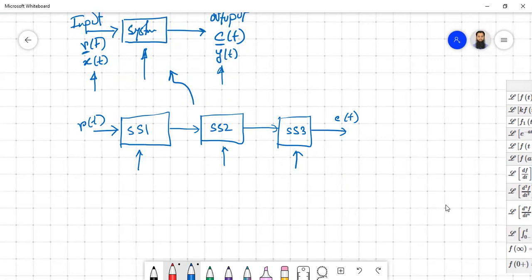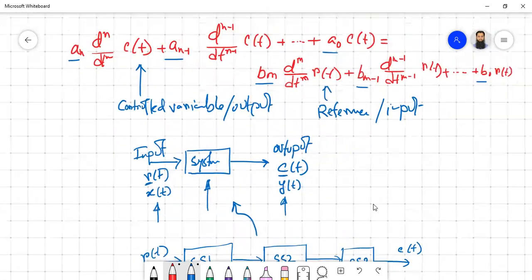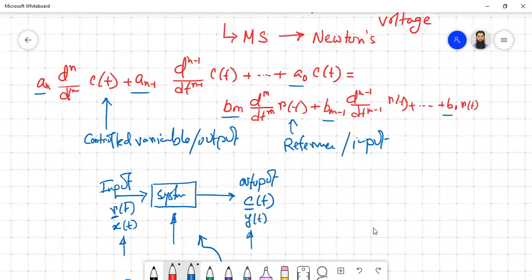So one thing we have to be careful about in case of this differential equation is the order. Here you have the nth order. Now on this side you have the mth order. So in general, n is greater than m.